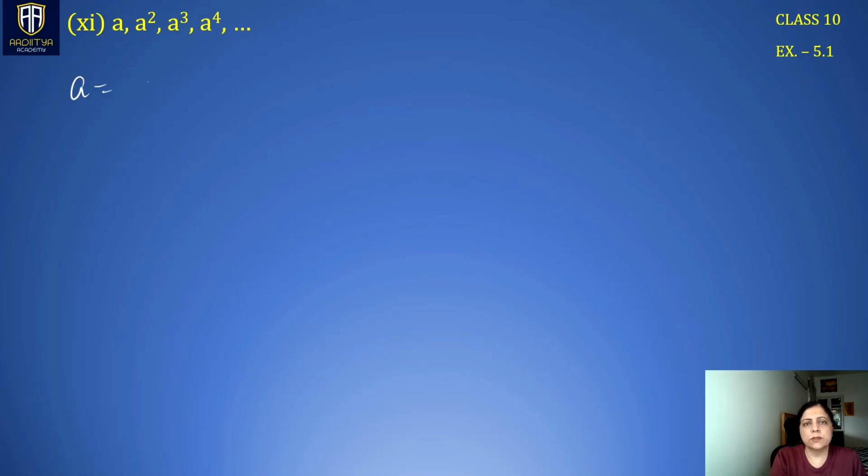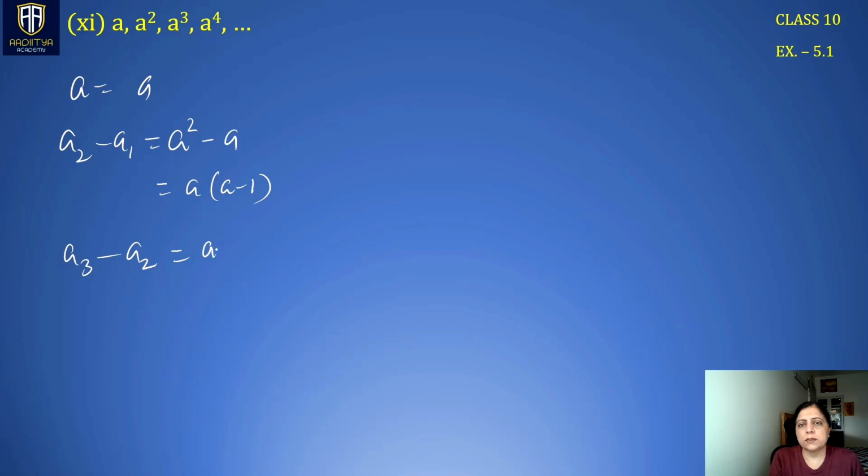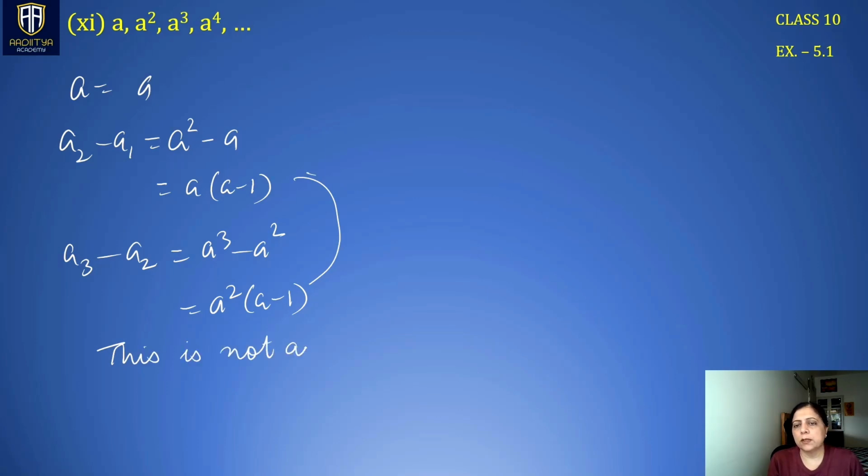First term is a, second term: a2 minus a1, which is a square minus a. This is a common, then a minus 1. Then we have a3 minus a2, that is a cube minus a square. So a square and a minus 1 is common. So we can see that these two differences are not the same. So we can say this is not an AP.